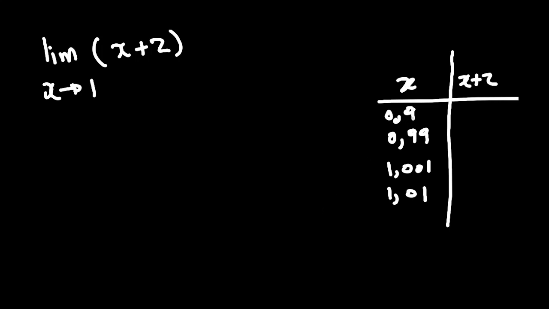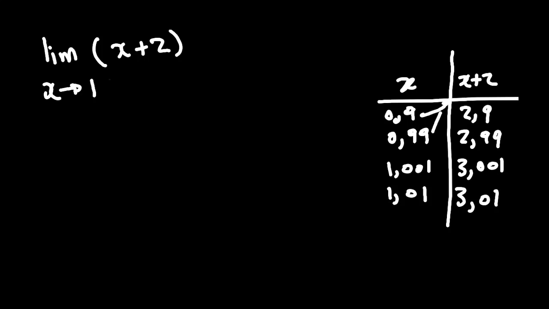So what are the values of x plus 2? What are the values that I will get if I put those values that are close to 1 into that function, x plus 2? If I place 0.9, I will have 2.9 here, and if I place 0.99, I will have 2.99. And if I place 1.01, I will have 3.01, because it will be 1.01 plus 2.